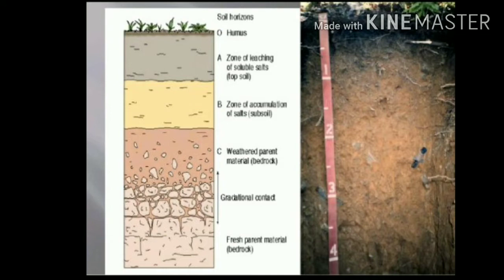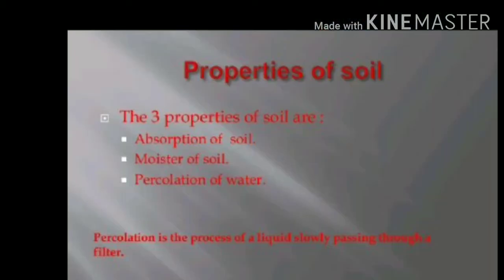Now just see the soil horizons. So this is the A, B, C and the layers down the soil.